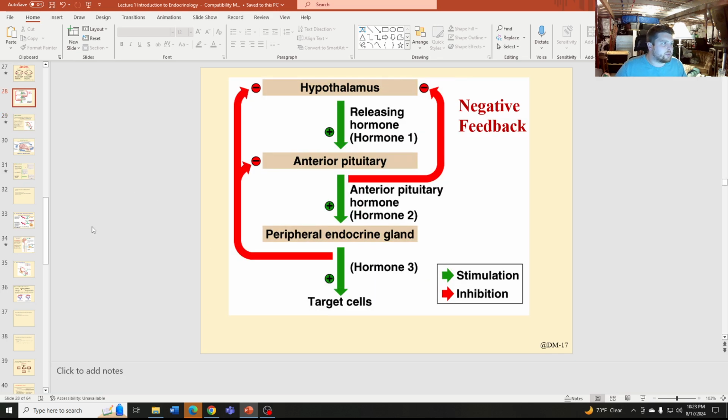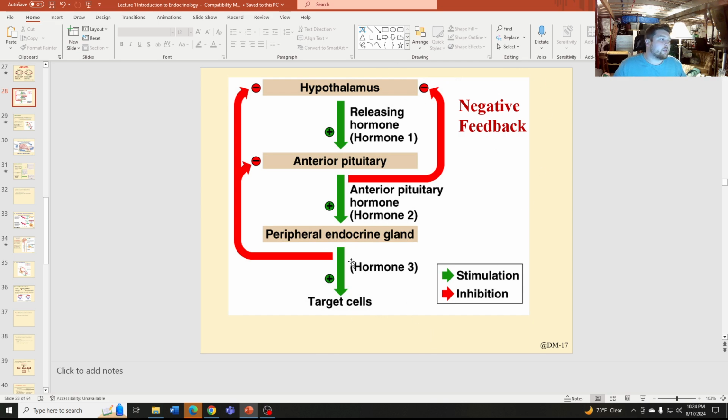Here is an example of negative feedback, where we have the connection of the hypothalamus to the anterior pituitary. The anterior pituitary releases a hormone that has negative feedback on that. The anterior pituitary goes to a different peripheral endocrine gland, continues on to target cells, and that also feeds back and inhibits the release of more of the hormone. This is what the negative feedback loops are going to look like.